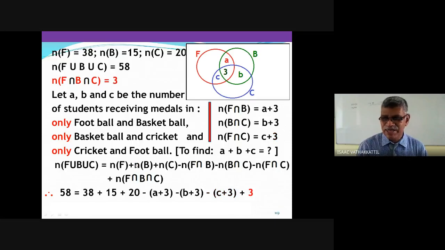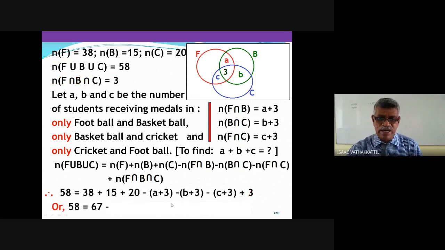Well, what is over? From here we have to find the value of A plus B plus C. The data is very clear. The procedure is very clear. We have to find A plus B plus C. Simplify this. Simplification you can do. All these numbers added and subtracted, we are getting 67 minus bracket A plus B plus C.